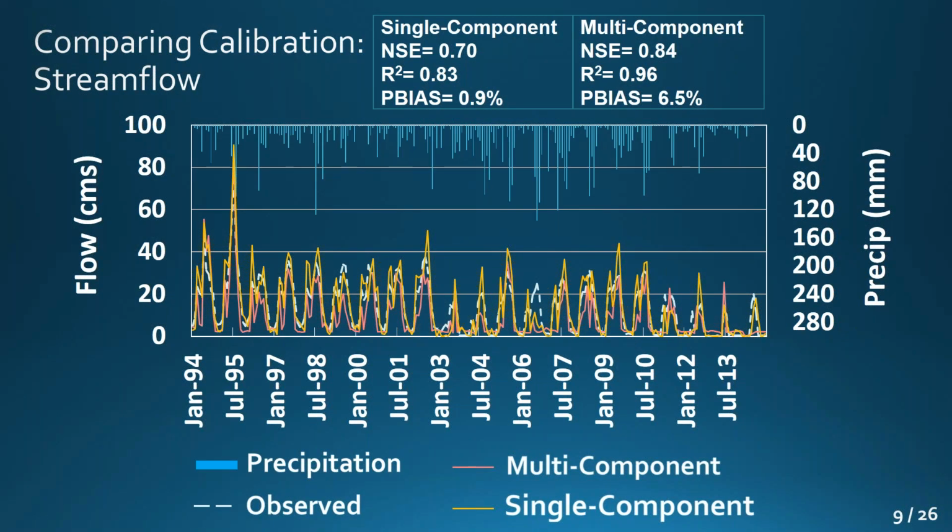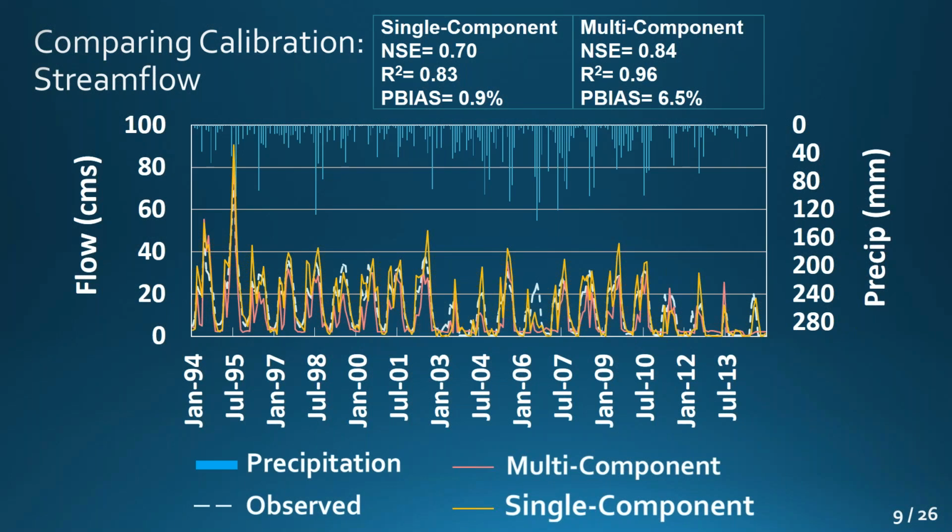And so this time series shows how we are simulating observational streamflow data at the El Paso gauge. We've used different calibration methods, basically single component, which looks only at streamflow, and multi-component, in which we try to capture both streamflow and stay very close to estimates of evapotranspiration and groundwater recharge in the region.